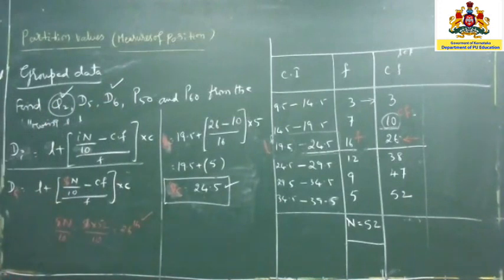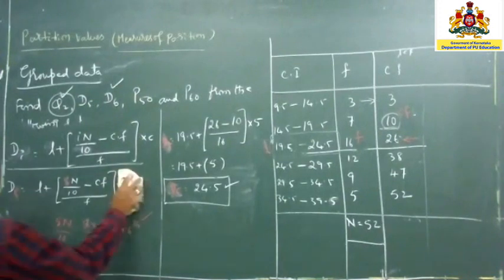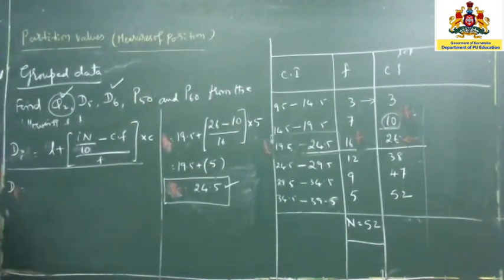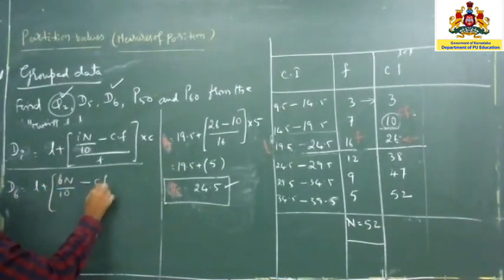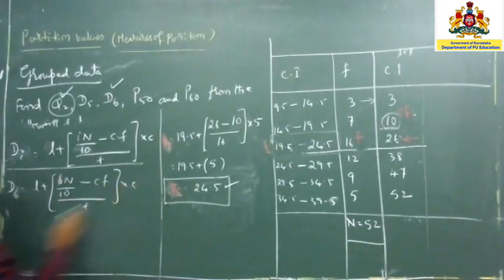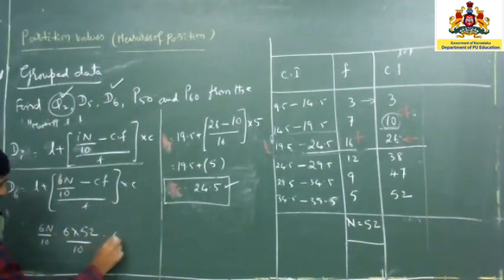Now once again, we are going to calculate D6. D6 in the sense, that's a general formula. D6 is nothing but L plus I into 6N divided by 10 minus CF, whole divided by F into C. Now first we are going to calculate 6N divided by 10. So 6 into N, which is 52, divided by 10. How much are you going to get for D6?